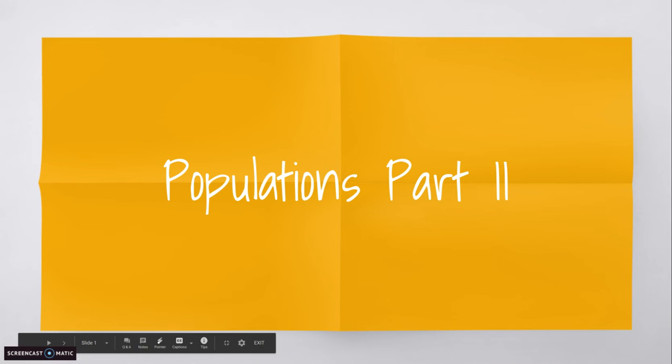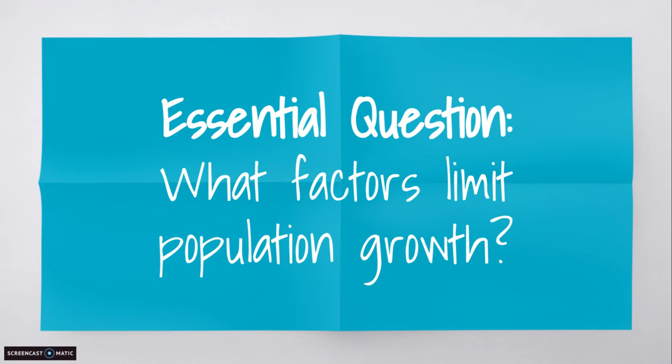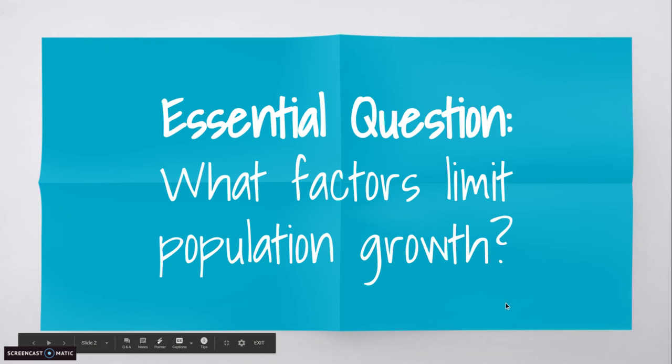Okay, so our essential question that we are trying to answer today is this: what factors or elements in an environment limit the population growth? What things in an ecosystem or an environment are going to keep a population from just growing and growing and growing? There are those things that exist, and we're going to talk about each one of them individually.